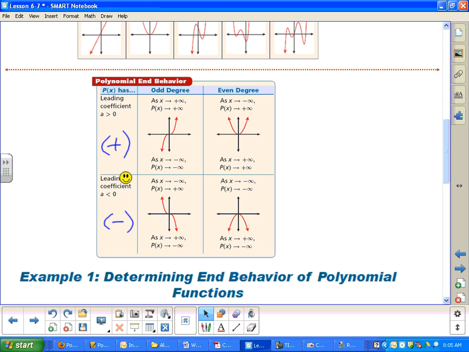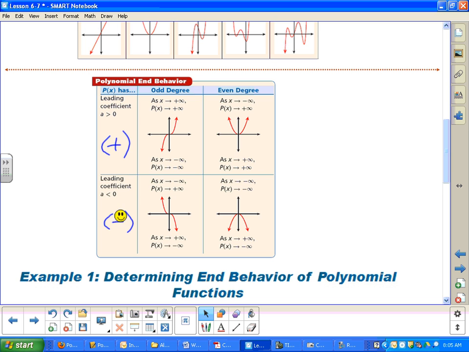If the leading coefficient is negative, well, what happens when we multiply by -1? What do we get? Okay, we get the opposite, right? Instead of a positive, we get a negative. Instead of a negative, we get a positive. Well, if the leading coefficient is negative, then these things are the opposite.